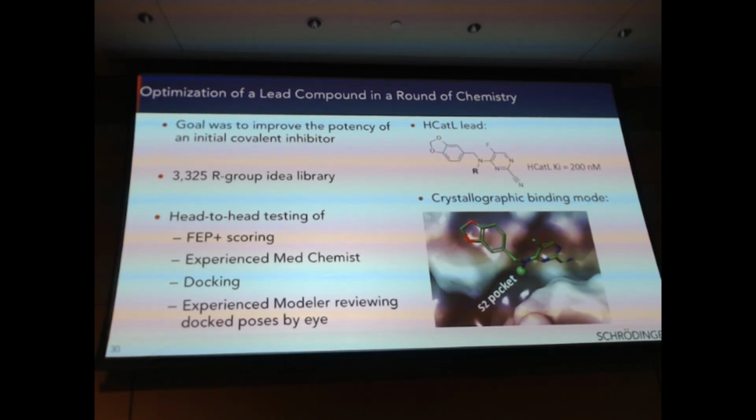FEP plus scoring was compared head-to-head with the 3 other methods available to the chemists, including the selection based on experienced medicinal chemists, the internal docking, or docking plus manual inspection by an academic lab with expert knowledge of these systems. All 4 groups were allowed to submit 10 recommendations and 5 backups before a predetermined deadline. Then the molecules were made and tested after that, so it's truly prospective.